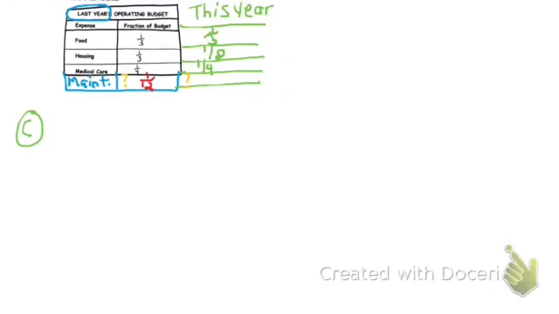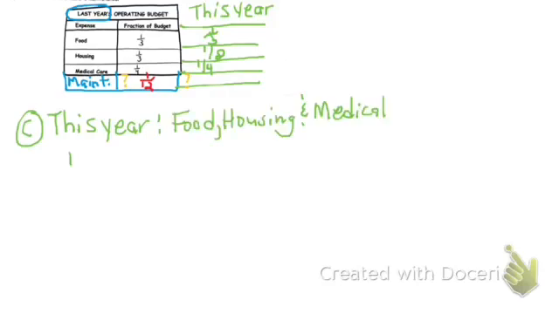So to figure out the portion of the budget for maintenance for this year, I'm going to do the same thing as I did for last year, just with this year's numbers. For this year, I'm going to add together my food, my housing, and my medical care, which is what I know. The food is 1/3 of the budget, the housing is 1/8 of the budget, and the medical care, according to the green part for this year, is 1/4 of the budget.